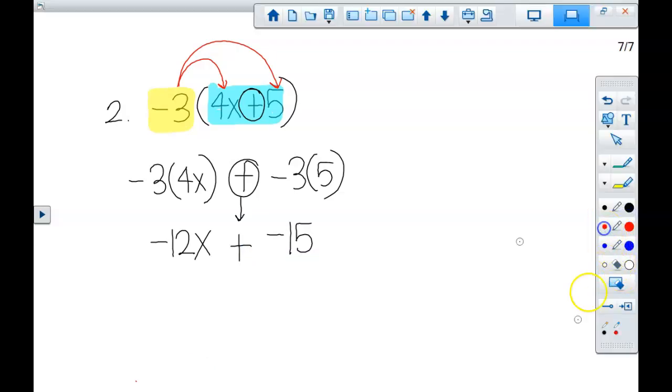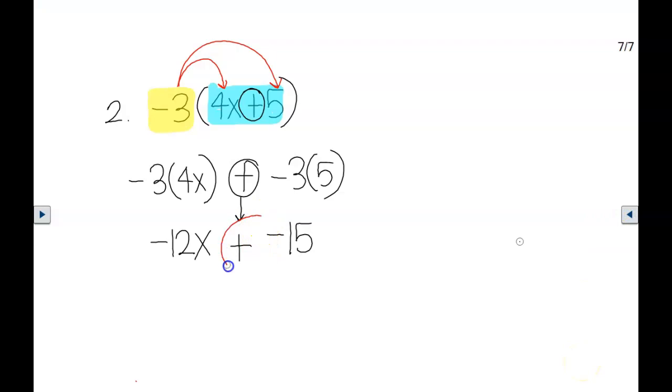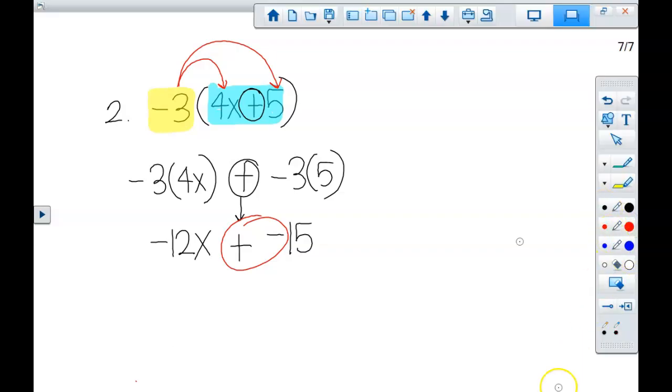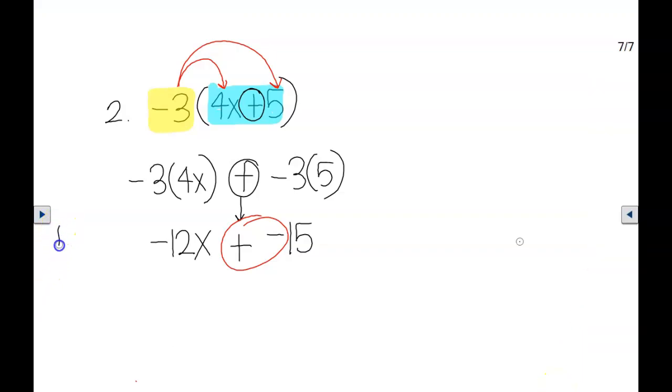Now, one of the things you're going to hear me talk about a lot is I don't like those double signs. I want one sign in the middle instead of two. So I don't want to see plus a negative. I don't like those double signs. So you all may remember, you learned keep it, change it, change it.